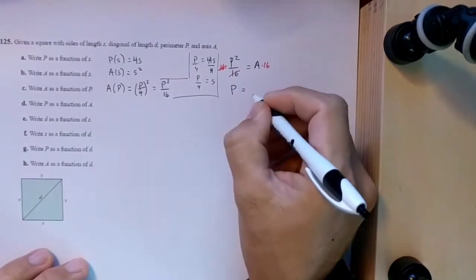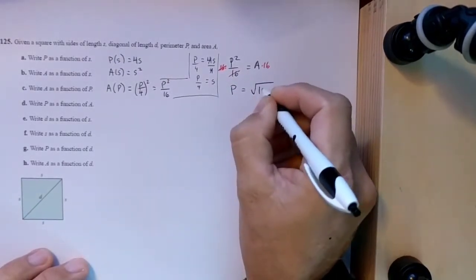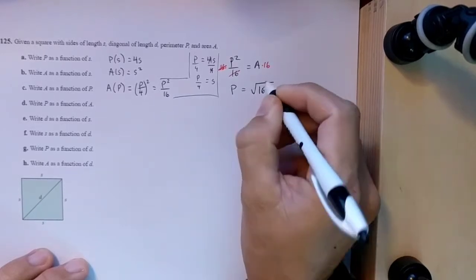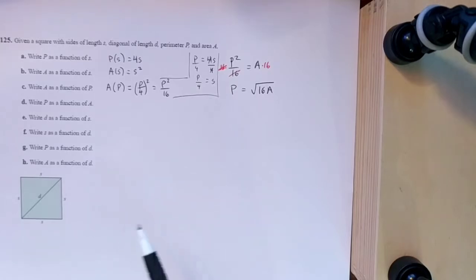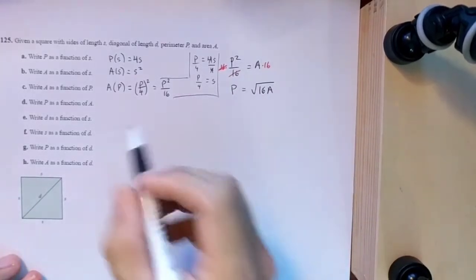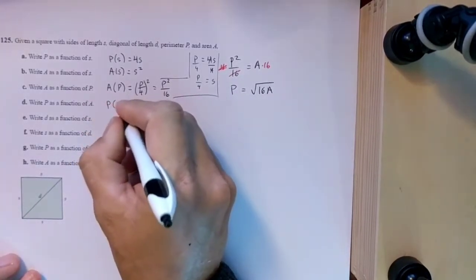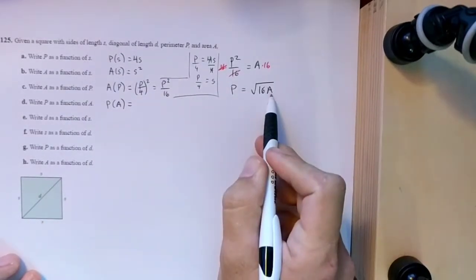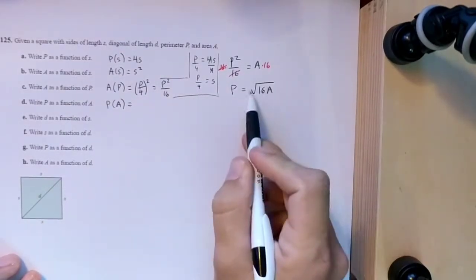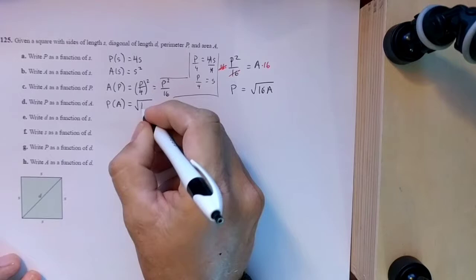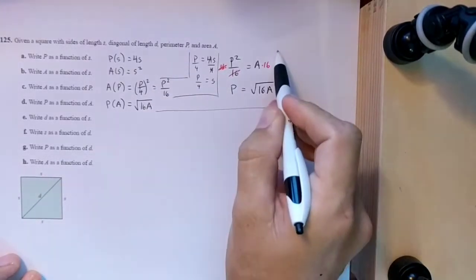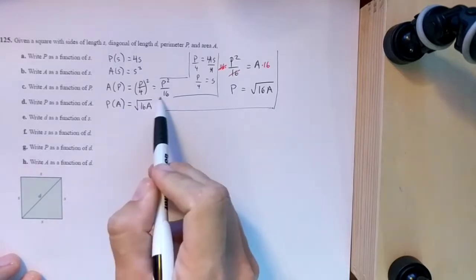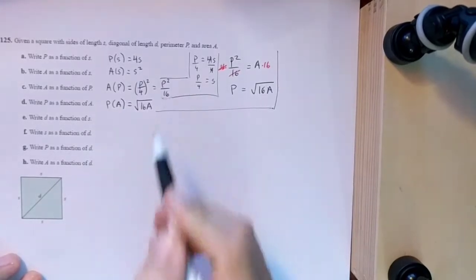And I'm not going to do plus or minus square root, and the reason for that is because the perimeter of this square obviously can't be negative. It's a square, right? So we're just going to say that the perimeter is a function of area. When you put the area in, you just multiply it by 16 and do the square root. Okay, so that is the work for letter D.